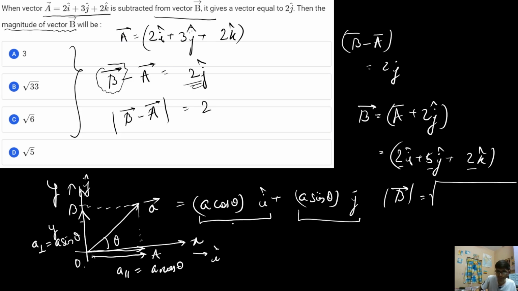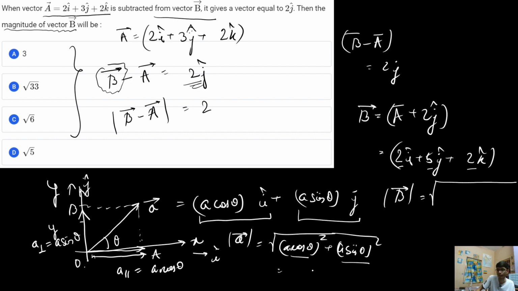Before the topic of components, the magnitude of this vector can also be written as A cos theta whole square plus A sin theta whole square. Now we know that cos square theta plus sin square theta gives 1, and this result comes out as A. So if the length of this arrow is A, then the modulus of A becomes A. So it is equivalent to squaring the magnitude of OA vector, adding it with the square of the magnitude of OB vector, and then taking the square root, and we get the magnitude of this vector.